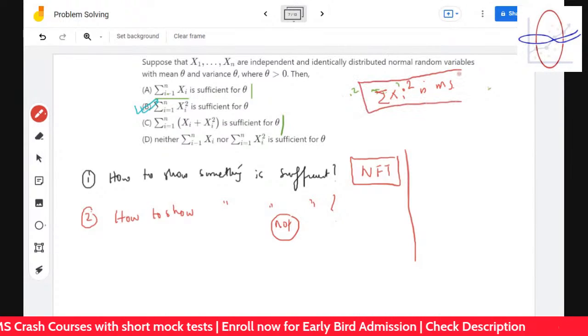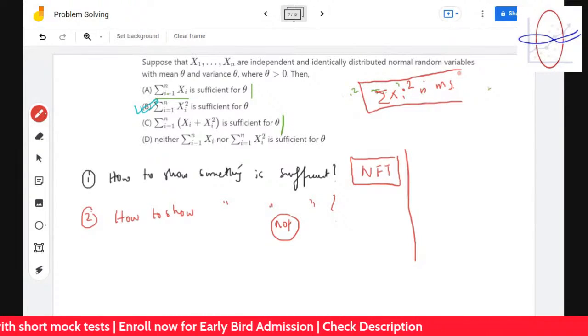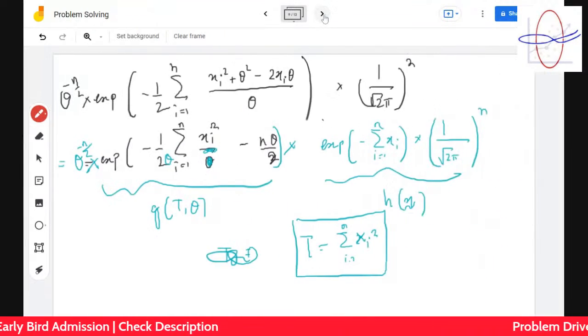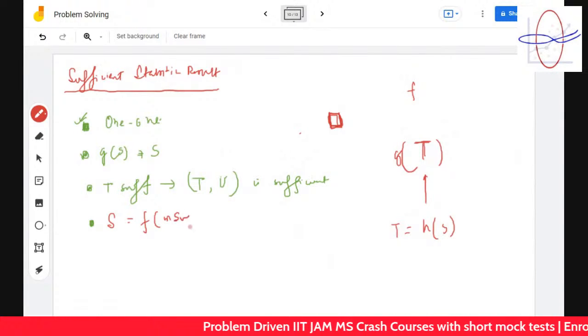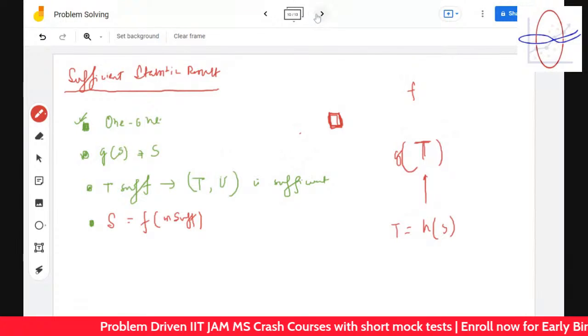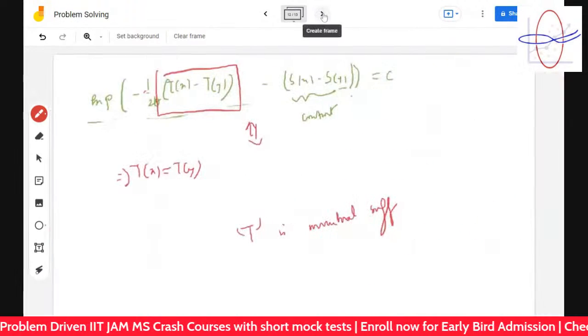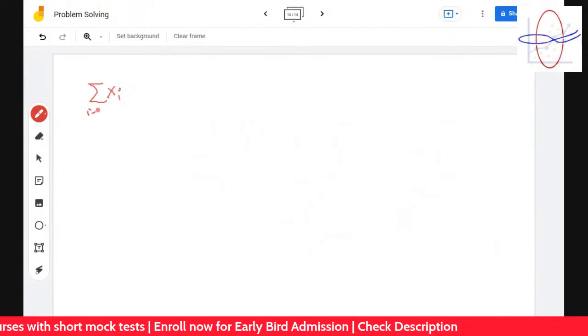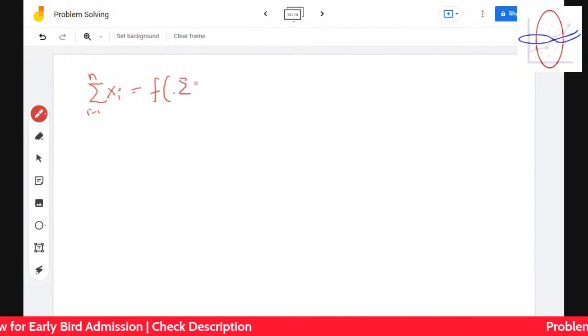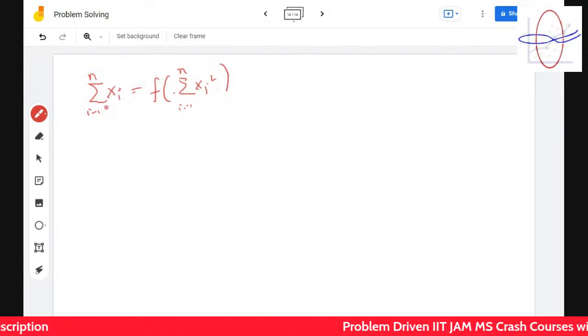But how does that help at all? The result is that any sufficient statistic S is a function of the minimal sufficient statistic. So therefore, the question is: can summation xi be written as a function of summation xi square? Can it be written like that?